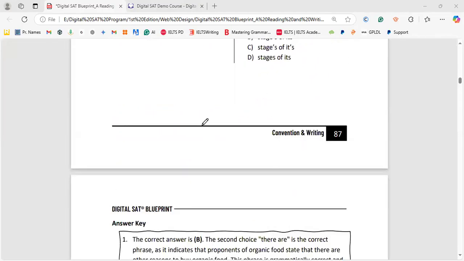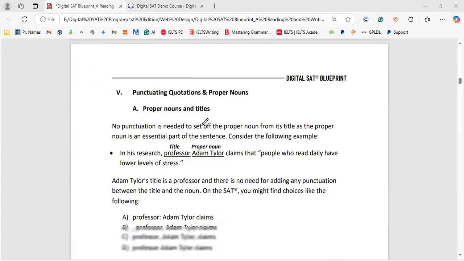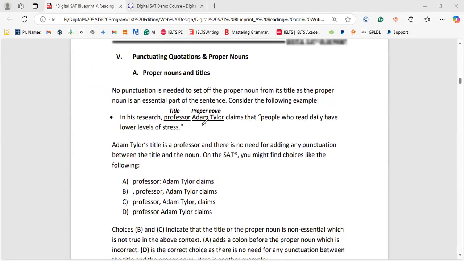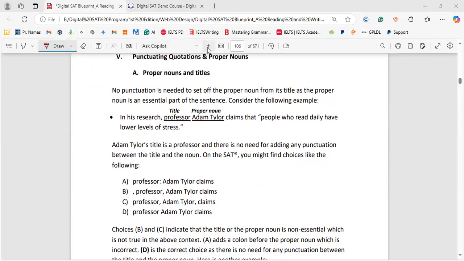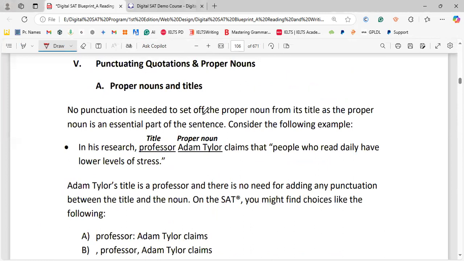I'm trying to skip things that I assume you are familiar with, and I try to go to the most challenging parts for you guys. Another skill that's assessed on the SAT on the boundaries is the punctuation of proper nouns and titles. And we said before, there's no need to add any punctuation between a proper noun and title. So the title and the proper noun, both of them have nothing in between.